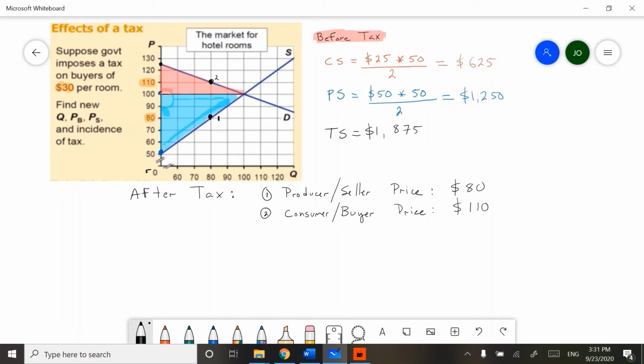Let's start with the producer or seller price. In this example, the seller price is $80. What does this mean? It means that after the sale is done, the seller will only keep $80. And the buyer, in order to purchase the item, must pay $110. The rest, which is $30, is the tax.